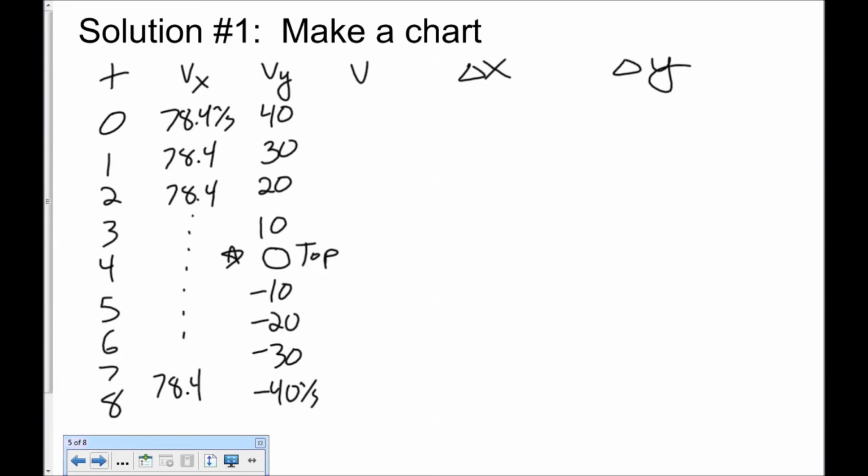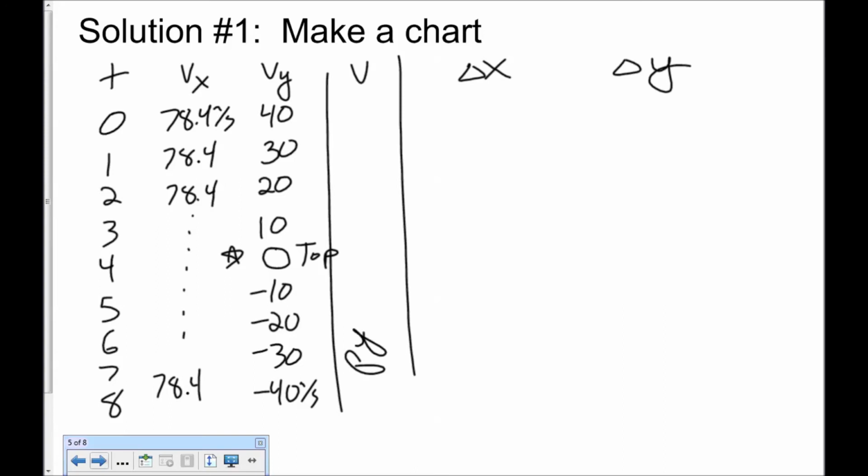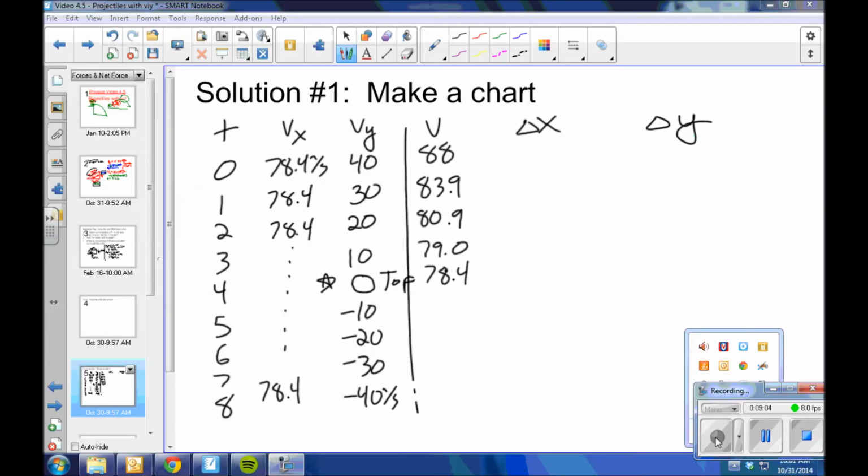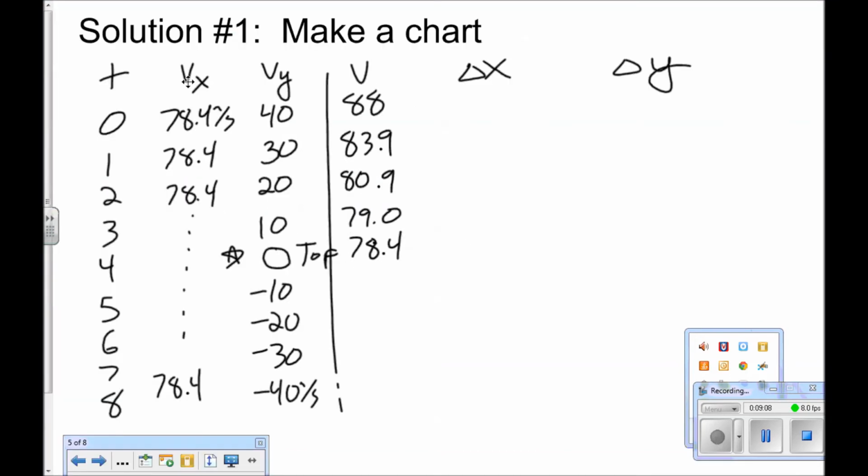All right, to fill in the V column, you're going to just do the same thing that we've been doing. You're just going to use the Pythagorean theorem. All right, so I'm not going to write that out. You guys all know how to do that. I will, however, write in the results that you get. All right, so if you do the Pythagorean theorem, these are the results you get.